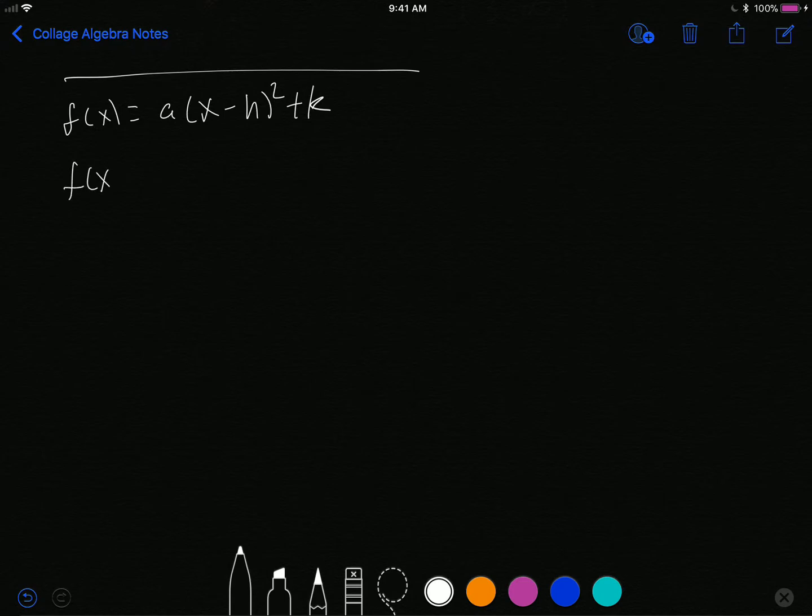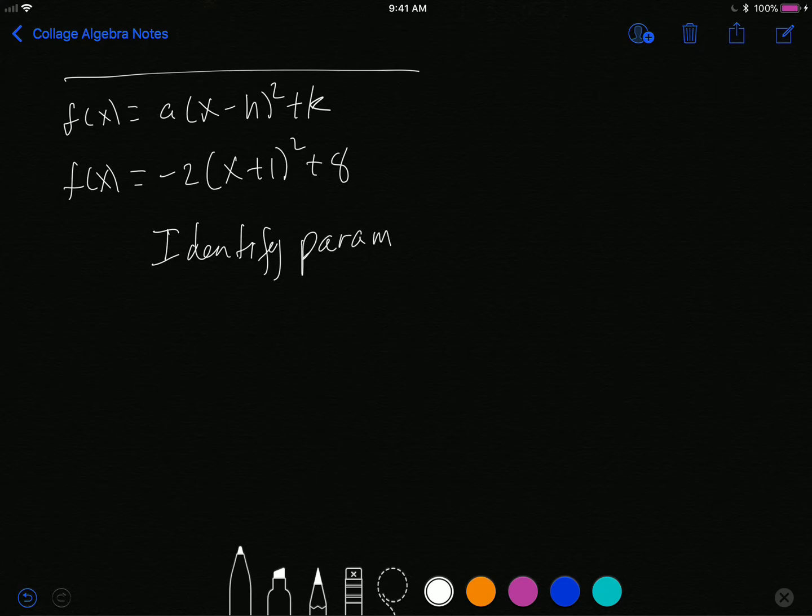So for example, I might have f of x equals negative 2 times x plus 1 squared plus 8. And the first thing I've got to do is identify my parameters. My parameters are a, which is the number on the outside, negative 2; h, which is the opposite of the number on the inside, so that is negative 1; and k, the number on the outside, 8. a, h, and k.